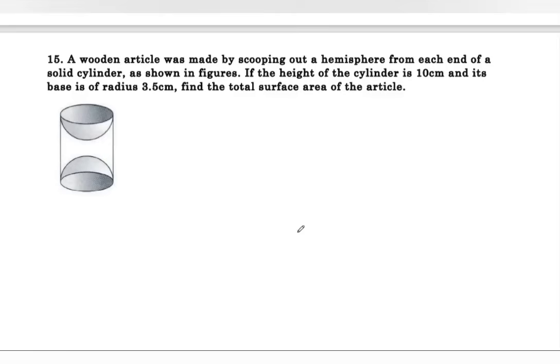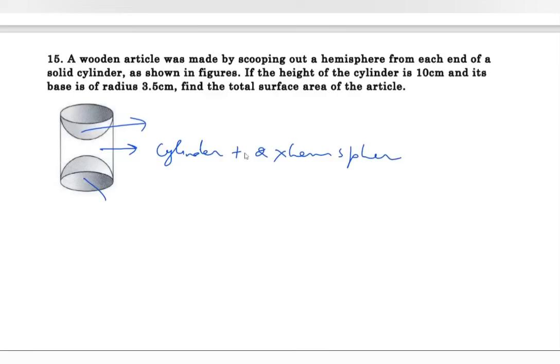Now a similar question. How many solids are there? It is a cylinder plus 2 hemispheres, that is 2 times hemisphere. Now what you need to calculate? CSA of cylinder plus 2 times CSA of hemisphere. So if you calculate the CSA of cylinder and 2 times the CSA of hemisphere, then add it, what you get is the total surface area of the article.